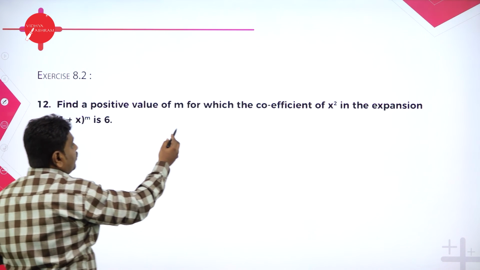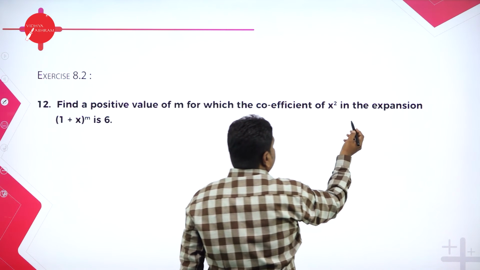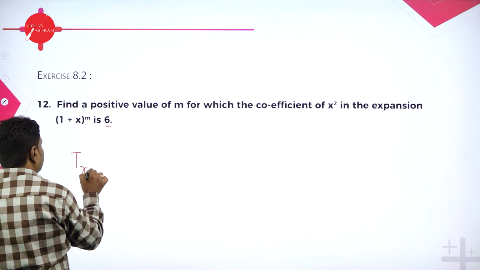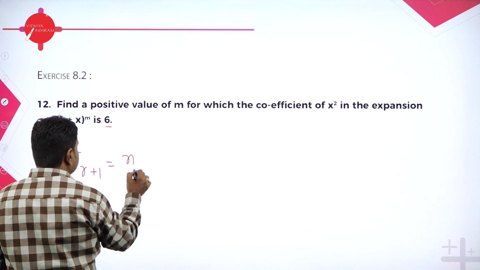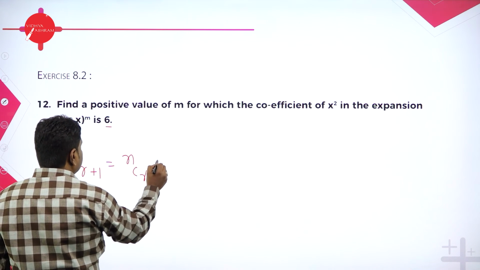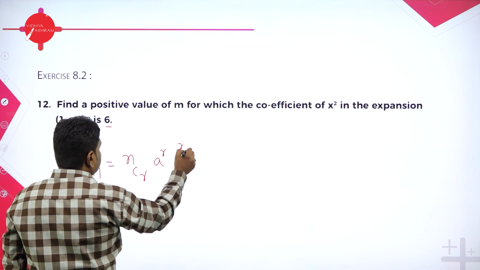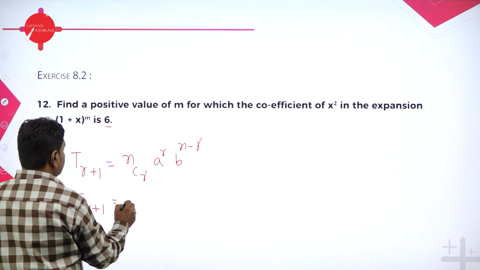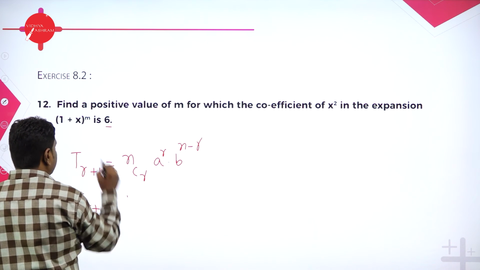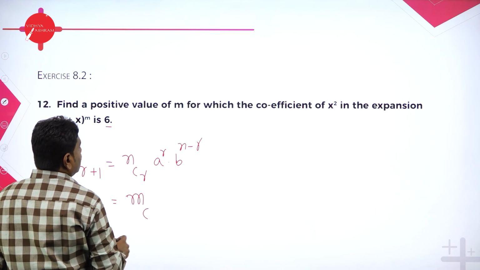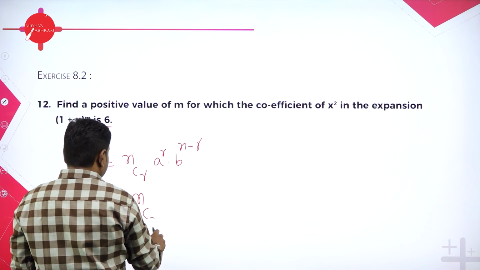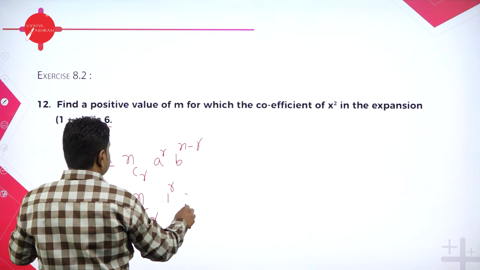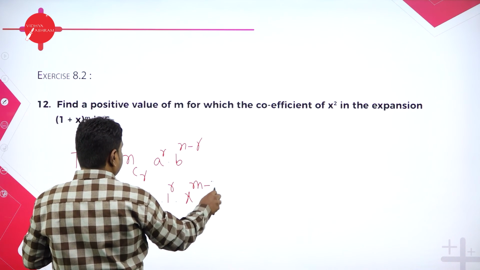So find a positive value of m for which the coefficient of x square in the expansion is 6. So now again use TR plus 1. What is TR plus 1? TR plus 1 is NCR a power r b power n minus r. So TR plus 1 is equal to NCR. N means power. Power is m. MCR, a power. A means first. 1 power r. 1 power anything is the same. X power m minus r.